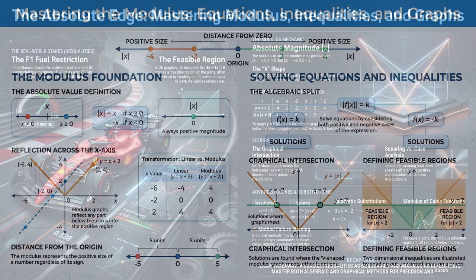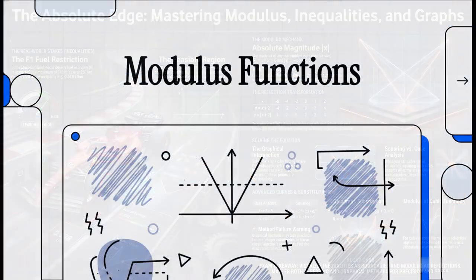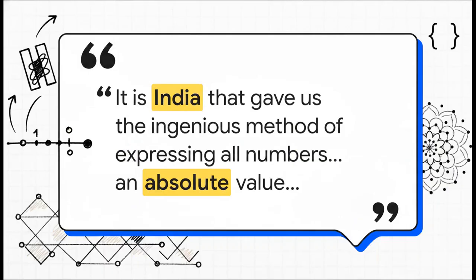Let's jump into this explainer. We're breaking down modulus functions, absolute values, and how they totally transform graphs. Pierre-Simon Laplace, the famous mathematician, was fascinated by how numbers have both a specific position and absolute value.